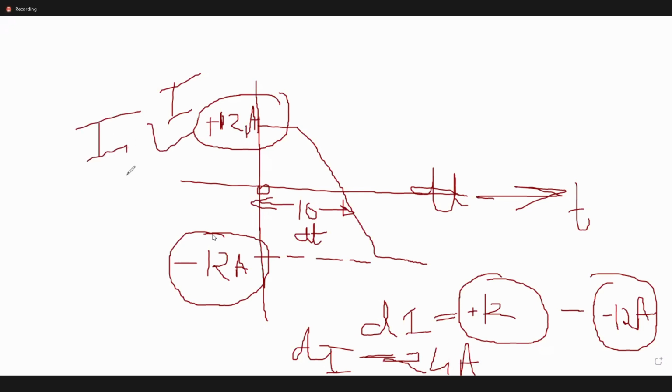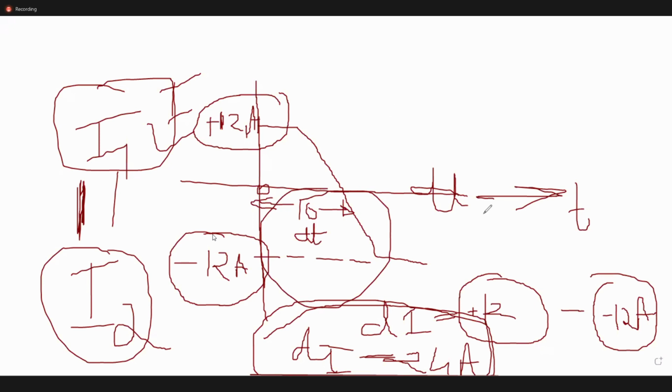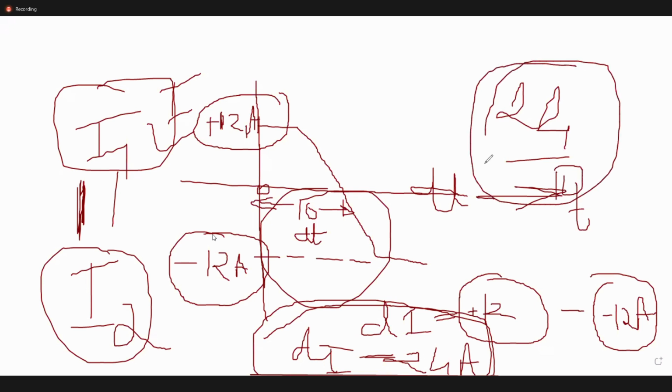This is my I1, this is my I2. So change of current is I1 minus I2. I1 is plus 12, I2 is minus 12. So plus 12 minus minus 12, which is 12 plus 12, 24 amperes. That is the change of current di, and dt is 10 seconds. So what is di by dt? 24 divided by 10.